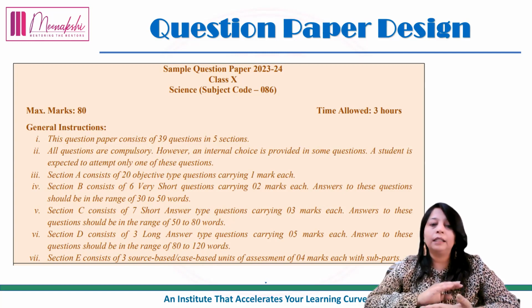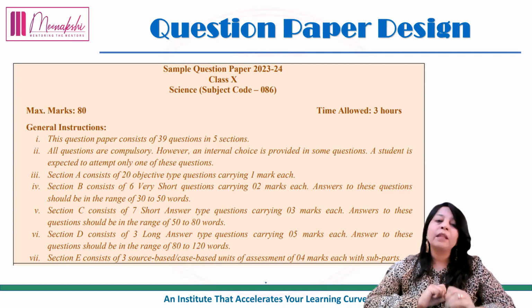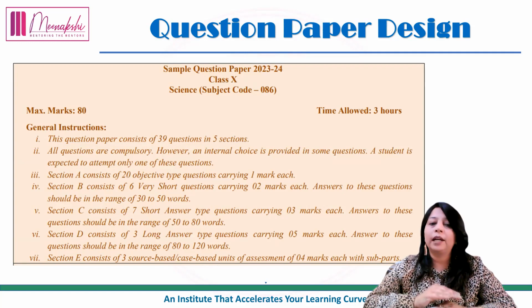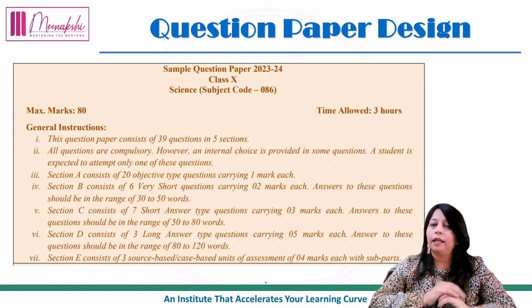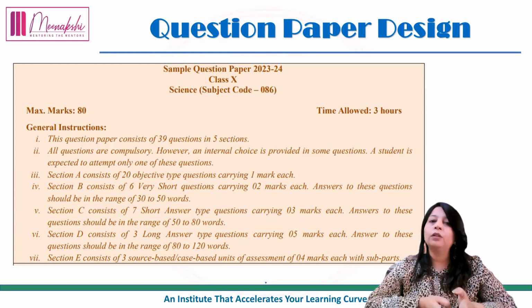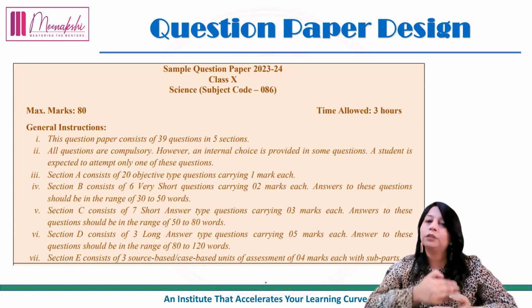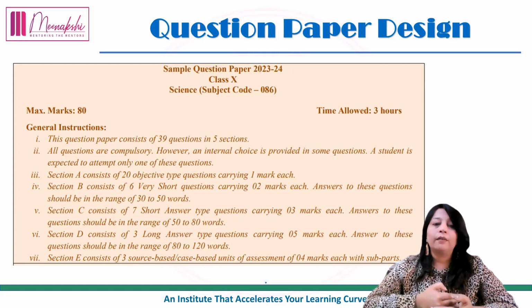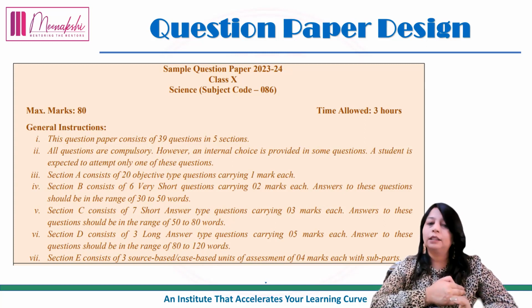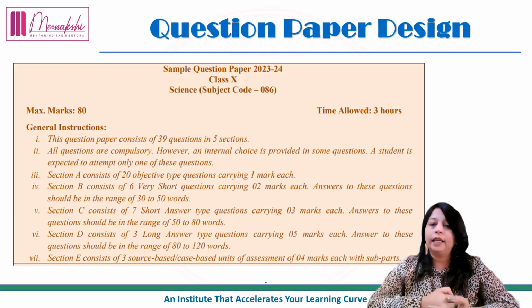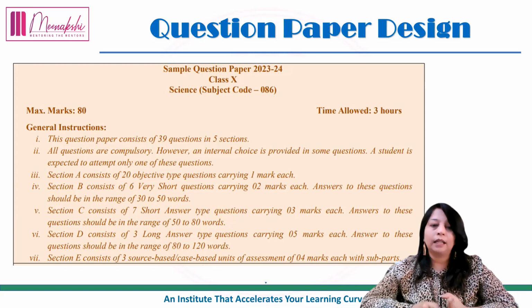And sections A, B, C, D, E, 5 sections will be there. Section A will consist of 20 objective type questions carrying 1 mark each. You know very well, we also talk nowadays about select response type questions. Students will be selecting their response from the 4 options given, right? And next, section B consists of 6 very short answer type questions carrying 2 marks each, and answers to these questions should be in the range of 30 to 50 words only, right? I mean just 3 to 4 sentences only.